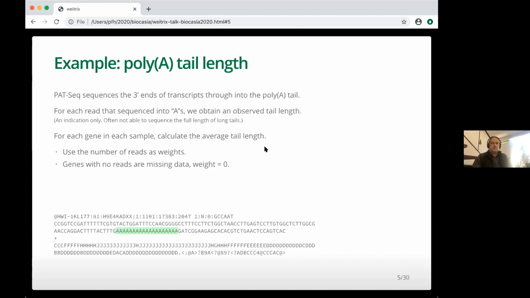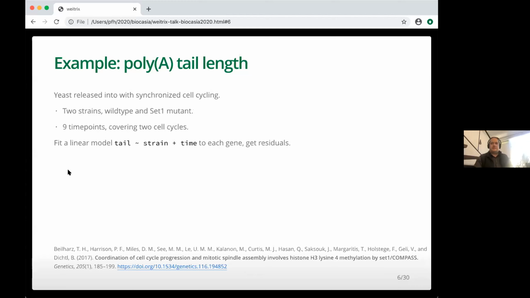So what I'm going to do is, for each gene in each sample, for all the reads we have that have this poly-A sequence, I'm going to average the observed tail length. And then the weight is going to be the number of reads that we see. This particular example is yeast cells that are in synchronized cell cycling. There are 2 strains of them, and we see 2 cycles. And first up, I'm going to fit linear models to each gene in this data set.